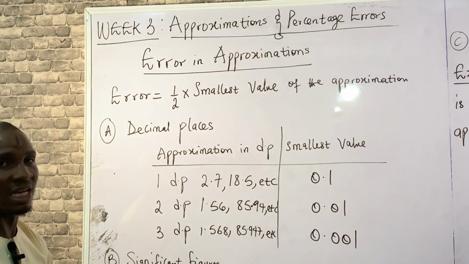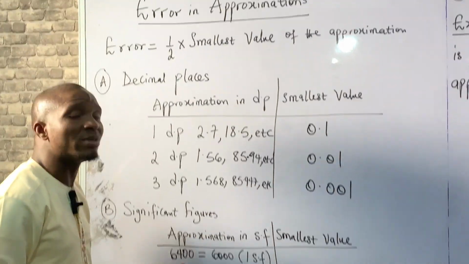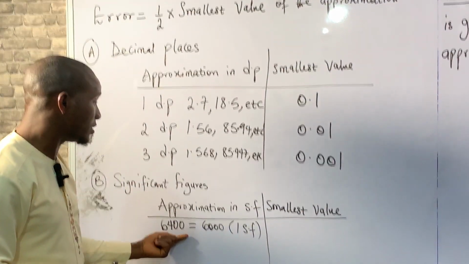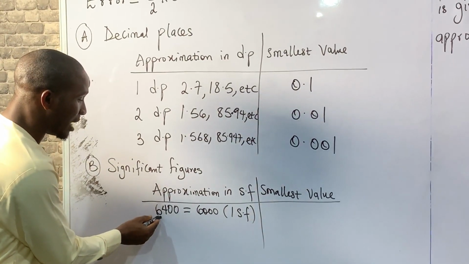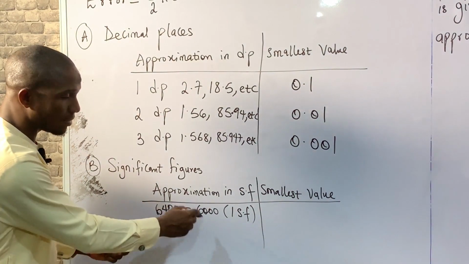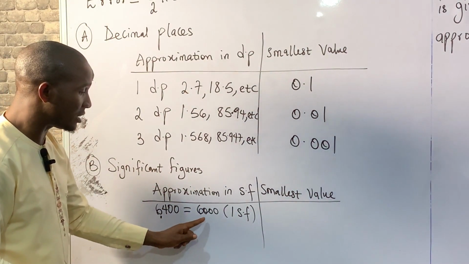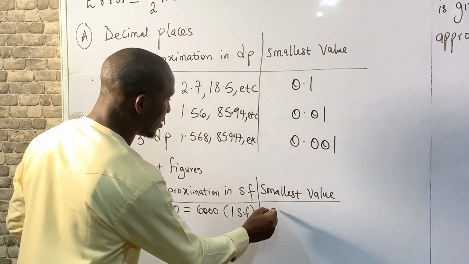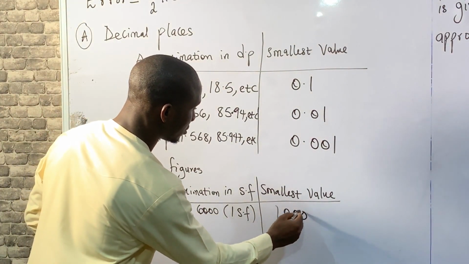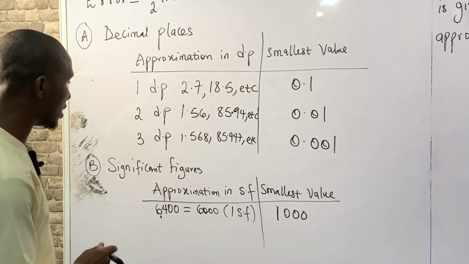The same applies to significant figures. For example, let's assume that we want to approximate 6,400 to one significant figure. You count the first number, which is 6, then the other numbers become 0. So you are going to have 6,000. This is one significant figure. Here, the smallest value is going to be 1,000. That is the smallest value.